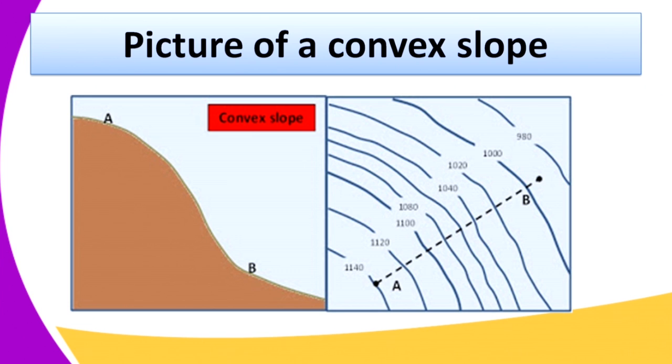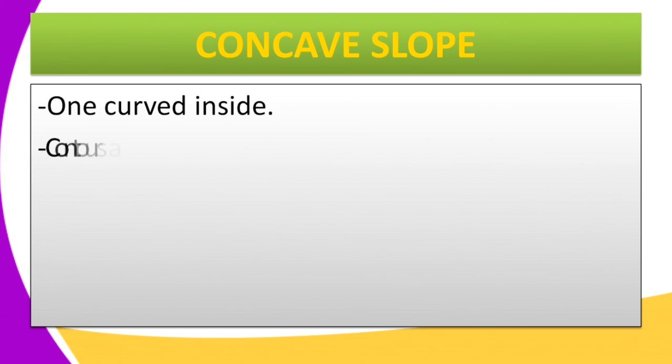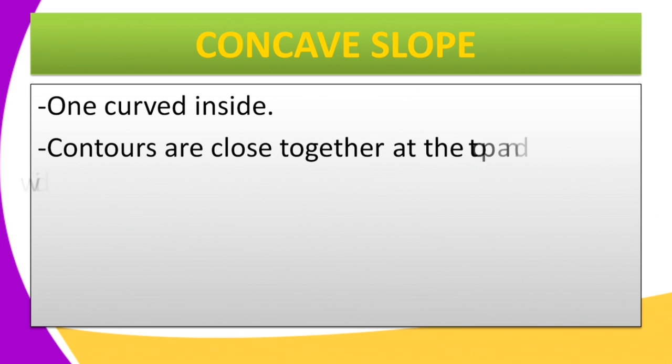convex slope. In this type of slope, it is indicated by contours which are close together at the bottom and widely spaced at the top. So in our image here, we have an image of the convex slope. If we look at the left part of this image, we have the slope here, the top part labeled A, and the down part labeled B. The top part labeled A is widely spaced. With the down part labeled B, you see that the contour lines are almost coming together. So this is an image of a convex slope.